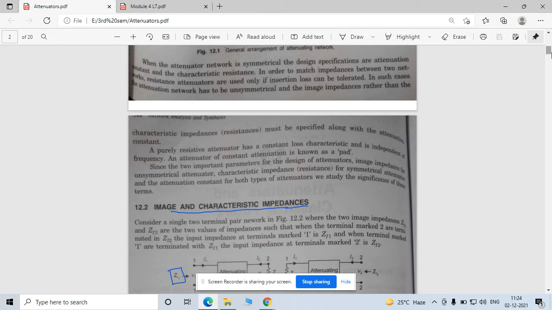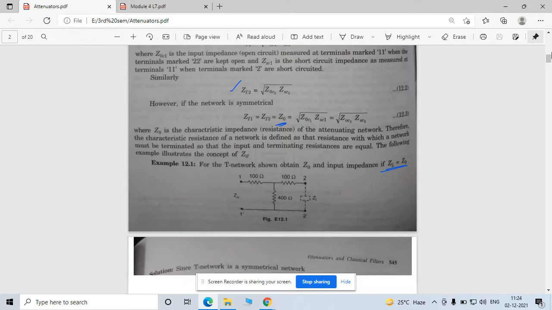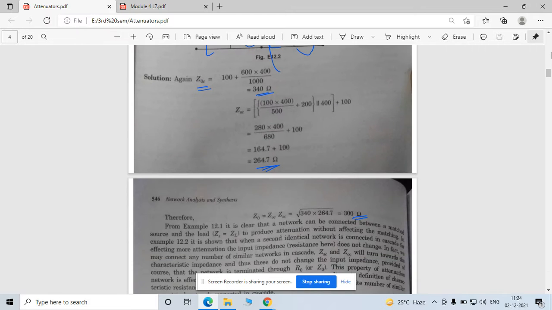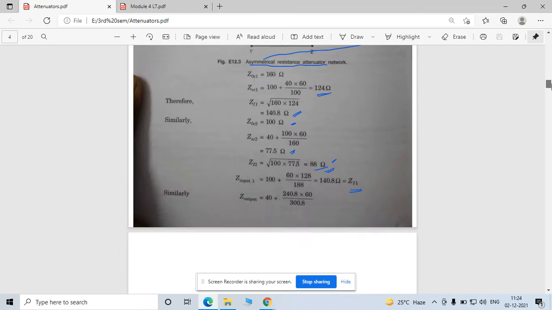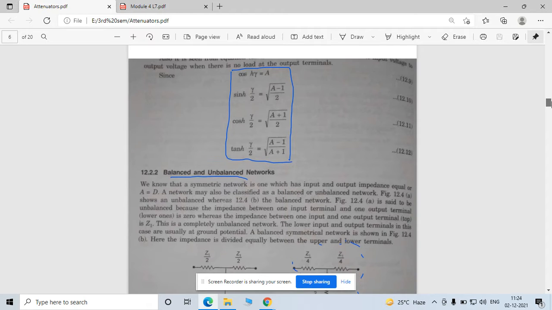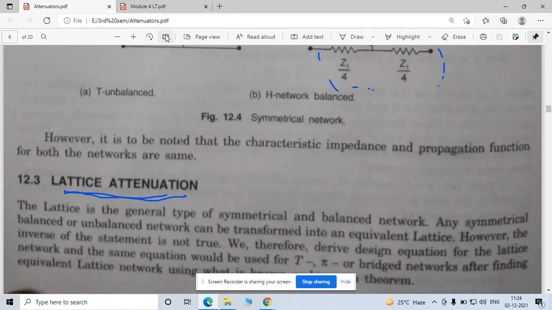Okay, so we already covered the image impedance and characteristic impedance parameters. Yes, this section we already covered in our previous class. Now we are going to see the lattice network, right? This network we are going to discuss in today's class.